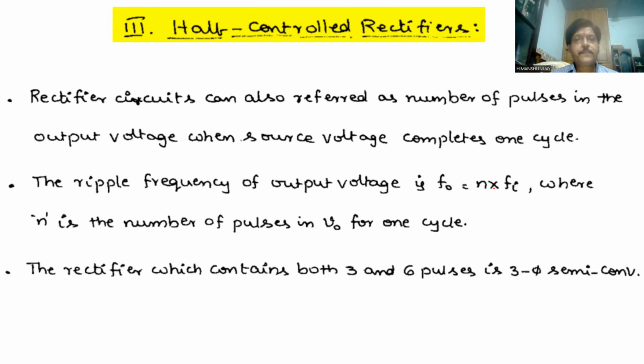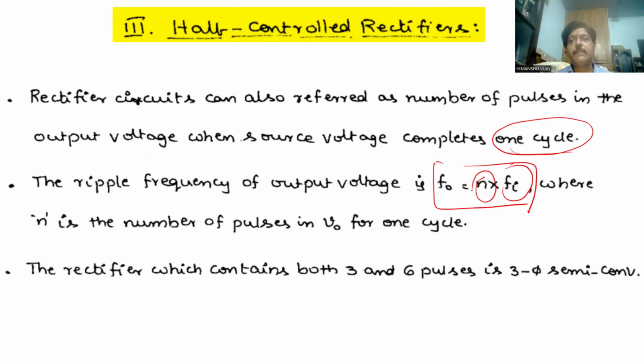Now, some other points which are to be remembered. The rectifier circuits can also be referred to by the number of pulses in the output voltage when the source voltage completes one cycle. Another important point is that the ripple frequency of the output voltage is f0, which is equal to n times fi, meaning the input frequency. The output frequency will be n times the input frequency, where n is the number of pulses in V0 for one cycle. Another important point is that the rectifier which contains both 3 and 6 pulses is the three phase semi converter. So I will discuss each and every point in detail with all the configurations.